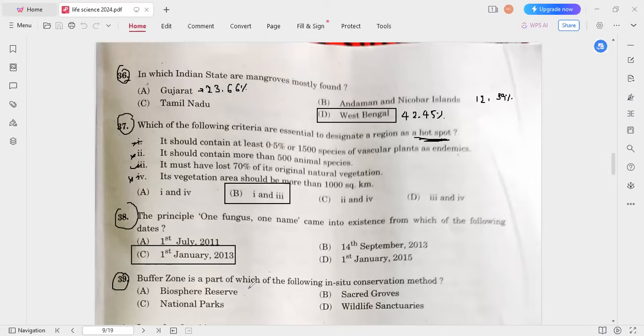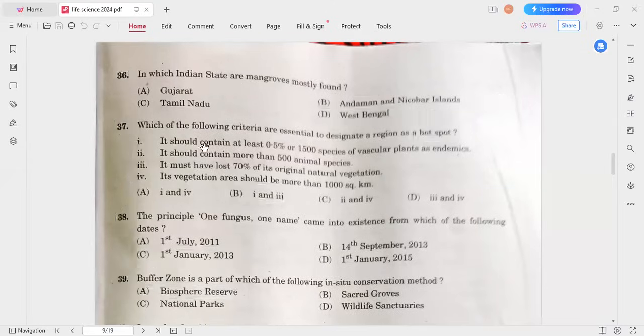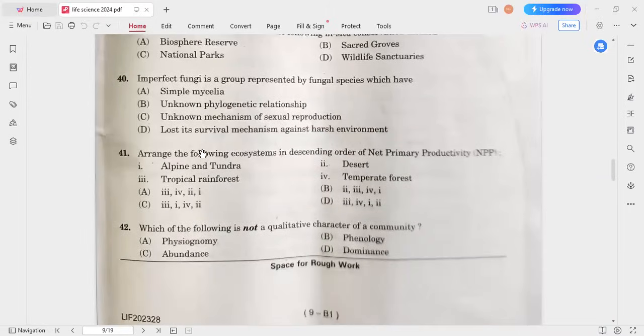Buffer zone is a part of which of the following in situ conservation methods? So usually buffer zone is the area that surrounds the core areas where nature is conserved. Where nature is conserved is in the biosphere reserve. So here option A is the correct answer for question number 39, that is buffer zone is a part of biosphere reserve. It's coming under in situ conservation method. Okay, so this is about question number 39. So now move on to the next question, that is question number 40.